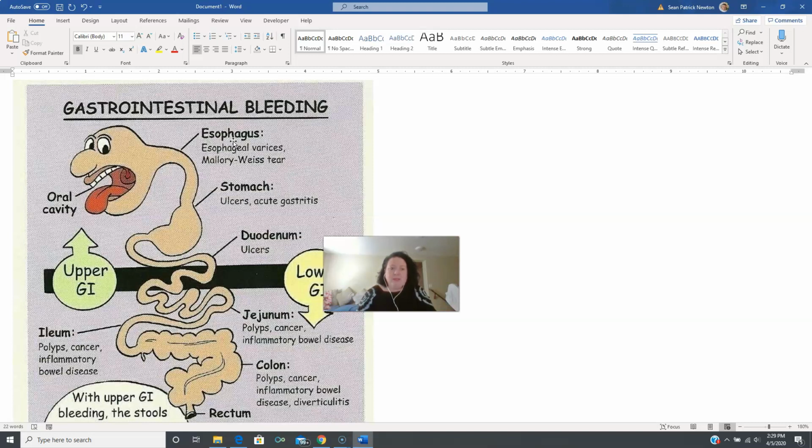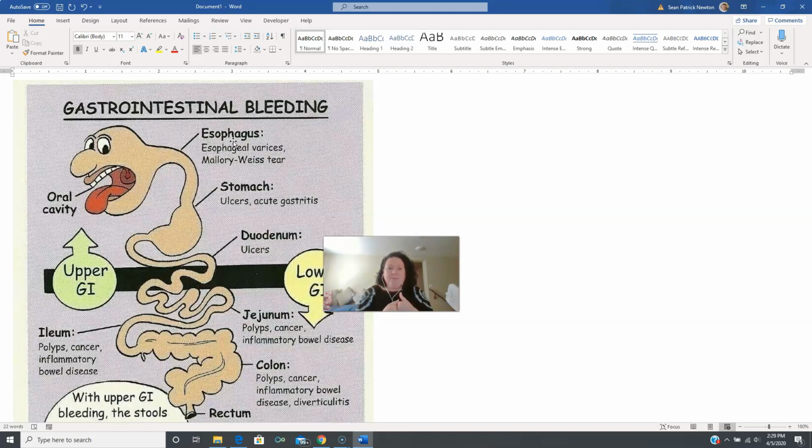So bleeding from the stomach is usually an ulcer or acute gastritis. Acute gastritis is an inflammation, irritation of the stomach. An ulcer is an ulceration in the actual stomach lining, and patients can have bleeding from it, and also right in the duodenum. So those are our upper GI bleeding.